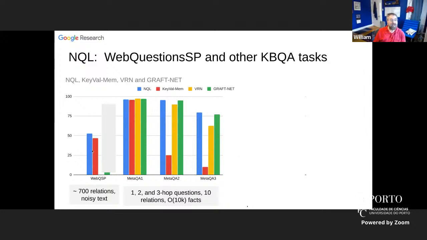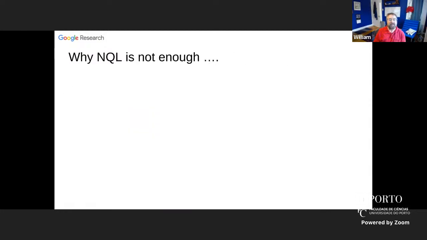So this is NQL. This red line is a sort of plausible neural baseline. These other colors are other state-of-the-art models. So you can see for all of these problems, which are, I would say, simpler, more regular versions of the Web Questions SP data set with a smaller knowledge base and more regular questions and fewer relations, we're getting basically state-of-the-art results. And for Web Questions SP, well, let's come back to that in a little bit.